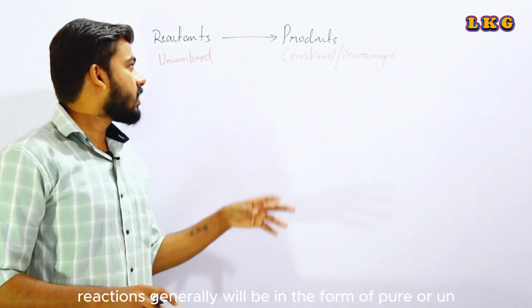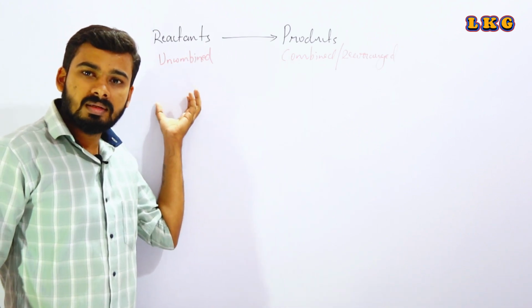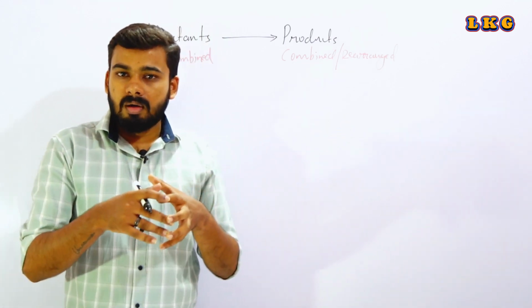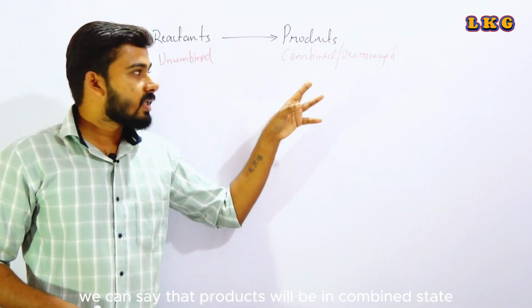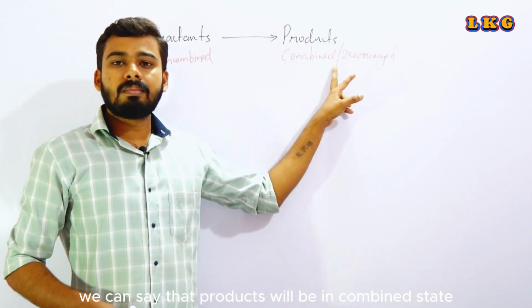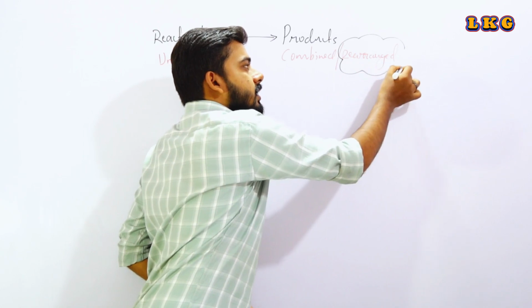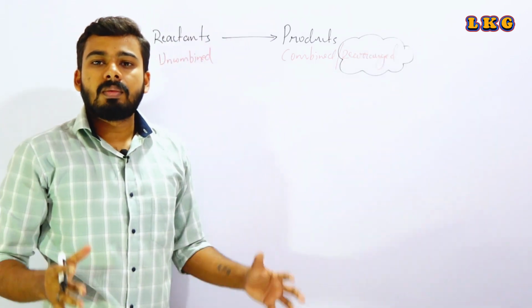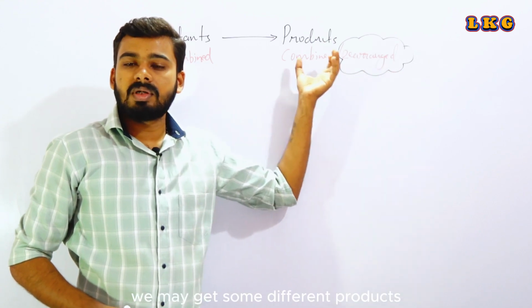Reactants generally will be in the form of pure or uncombined state. Uncombined state alli irutte. After combination, after combining, they will give rise to products. So generally we can say that products will be in combined state or rearranged state. This is very important. ಯಾವಾಗಲೂ ಕಂಬೈನ್ ಆಗಬೇಕು ಅಂತ ಇಲ್ಲ, rearrange ಆಗ್ಬೋದು. Rearrange ಆಗಿ we may get some different products.